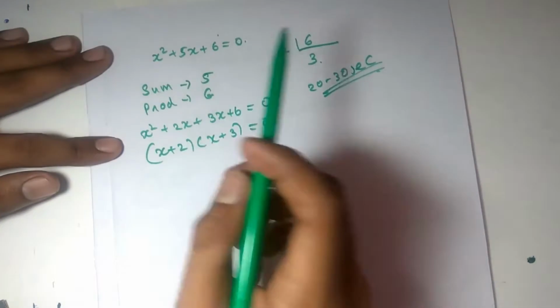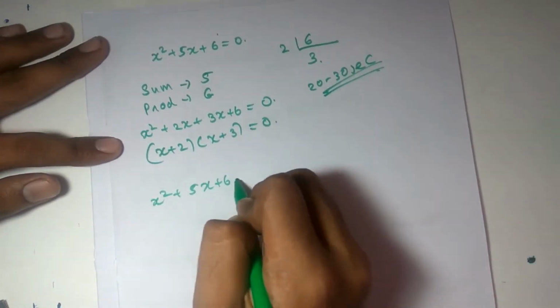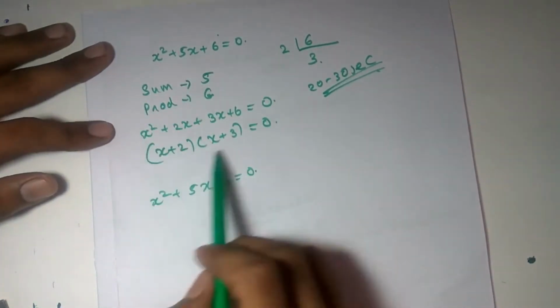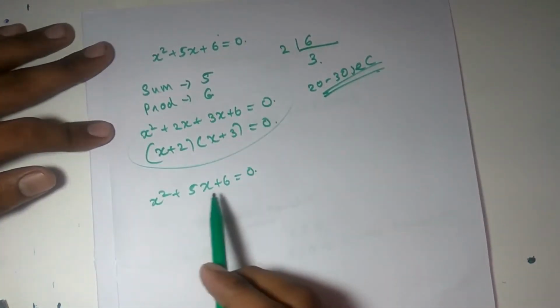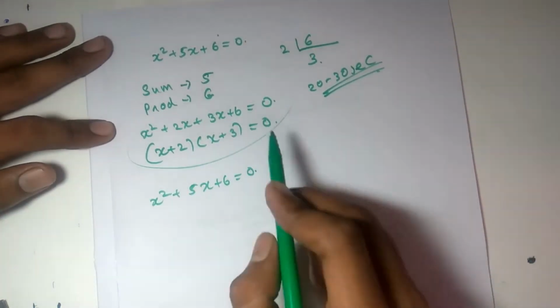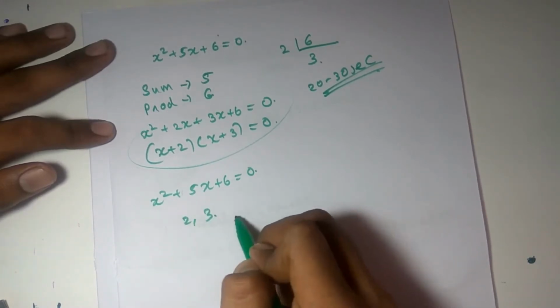How can we get roots in seconds? For example, x square plus 5x plus 6 equal to 0. We don't need to do this unnecessary step. We can just find a split. Here, split means the sum is equal to 5 and the product is 6. So just find the split as 2 and 3.